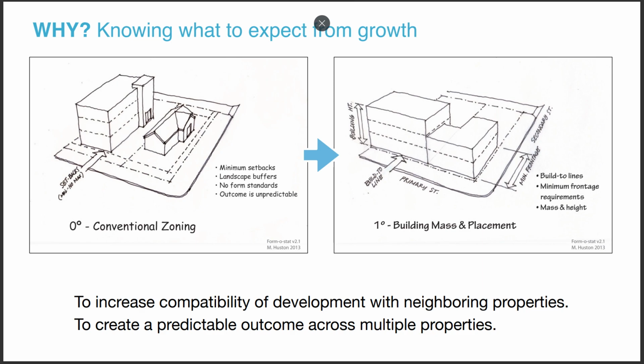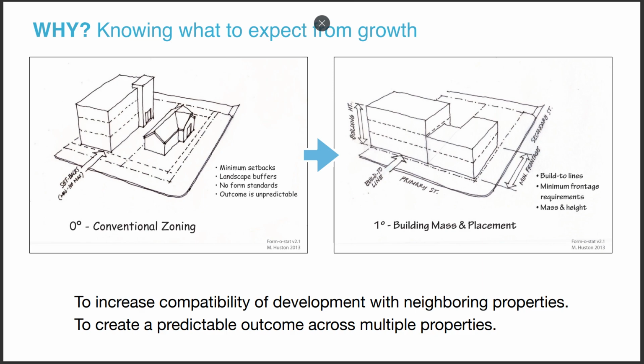On the other hand, the form-based codes first decide where the buildings should be and where the parking should be, how big the buildings are, and they address compatibility by transitioning between big buildings that are close to the street to medium-sized buildings that are a little bit away from the street to smaller buildings that are further away from the street still.